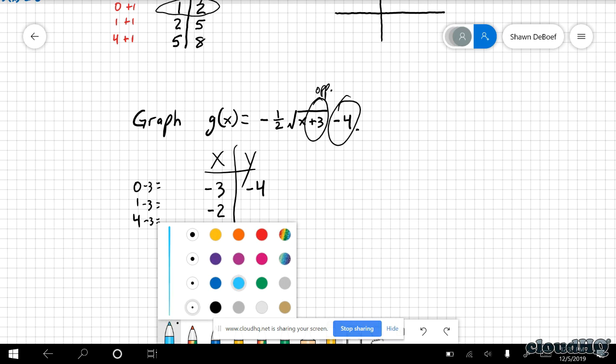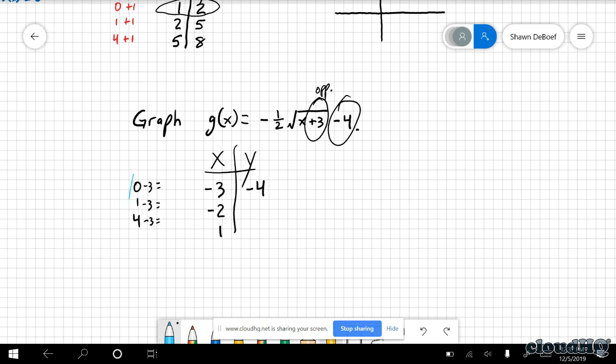So once again, 0, 1, and 4 I use because it's a square root. Then I look here, my h is the opposite sign of that, so a -3. That's how I adjusted the 0, 1, and 4. I subtracted 3 from each of those.